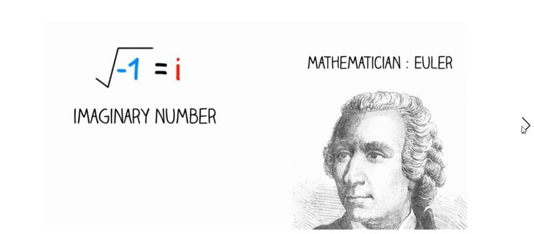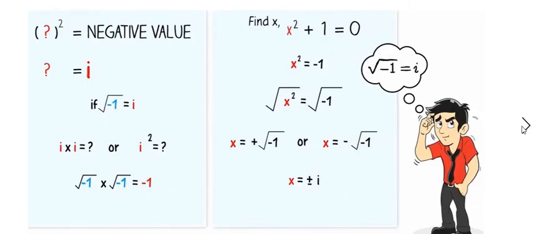Now return to our situation: x² + 1 = 0. Transposing 1 to the right-hand side and taking the square root on both sides, we have the solution. x = +i or -i. This is the value of x. This is the solution. This concept gives us the possibility to calculate the square root of all negative numbers.